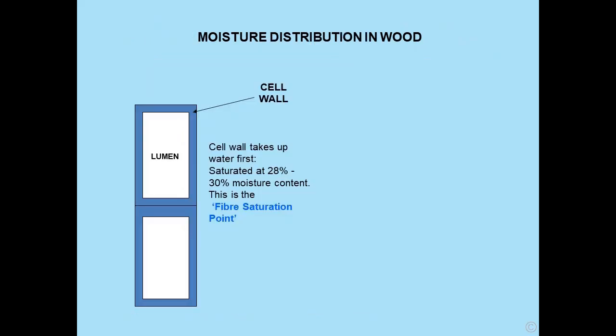So then, how is water distributed in wood? Well, if we imagine wood being made up of little boxes and tubes of, say, cellulose, the first thing that happens is that the cell wall takes up water first. The cell wall becomes saturated at figures around 28 to 30% moisture content. When the cell wall is saturated, it is said to be at its fibre saturation point. And indeed, on some of the older moisture meters, as we'll see later, this is marked.